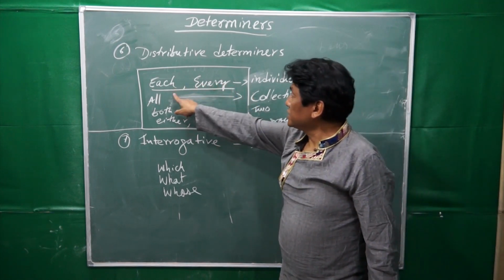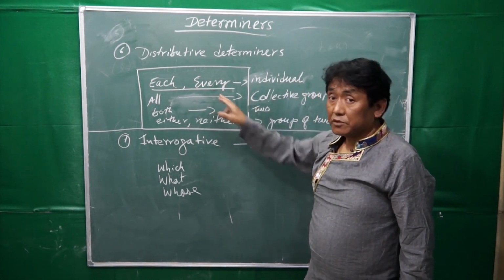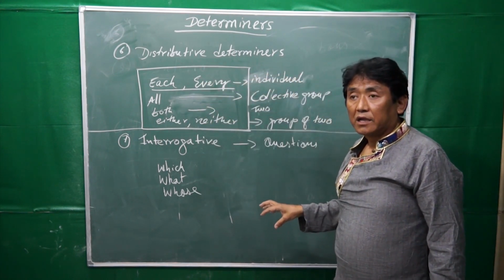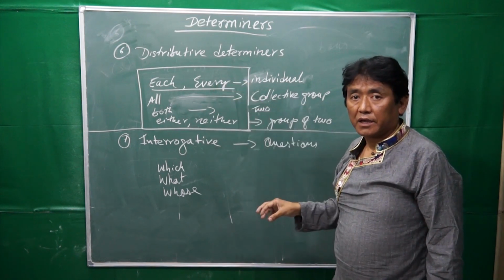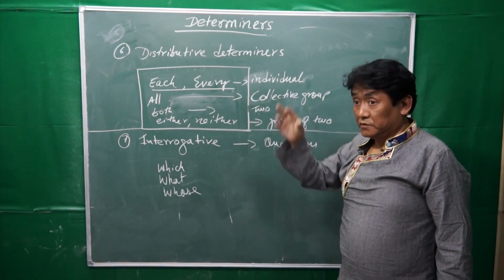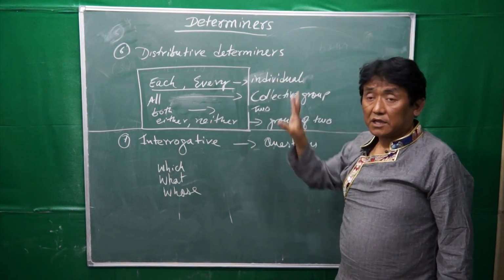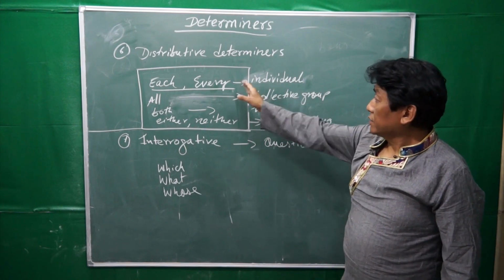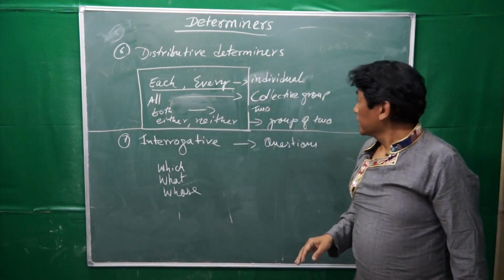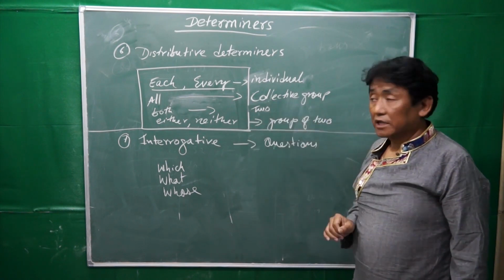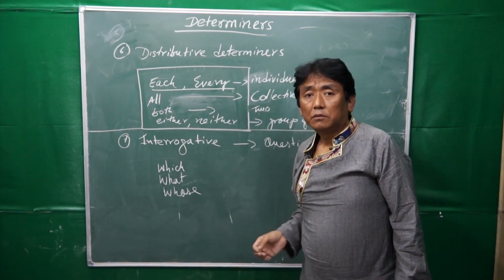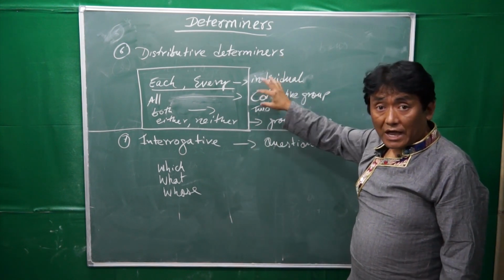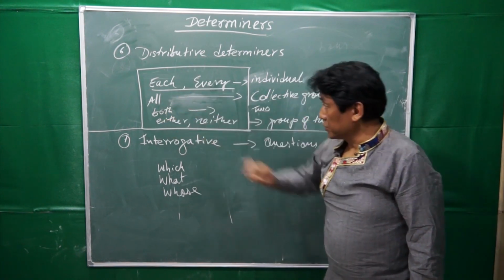Well, when you use each or every, that means we're using this for individuals, right? Each boy in the group is happy. Every girl in the class is intelligent. And then you can see this one, all. All can be used in front of a group, a collective group, right? All boys, all girls. That's how we can determine those nouns with the help of these determiners.